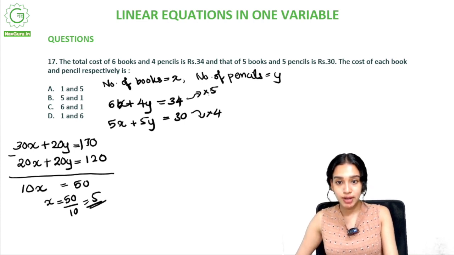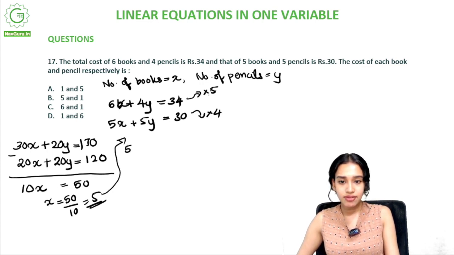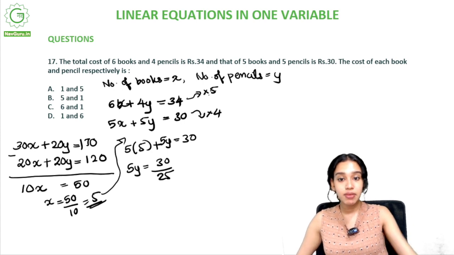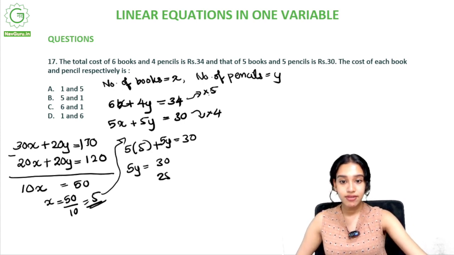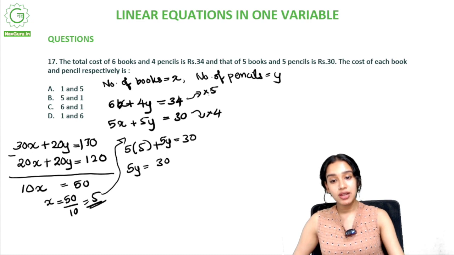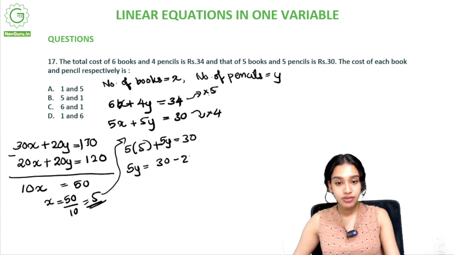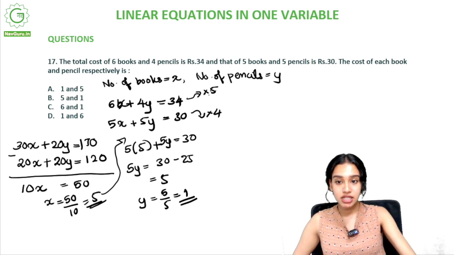Now let's find the price of pencils. Now we could substitute this in this equation or any equation we have found here. So we get 5 into x is 5 plus 5y is equal to 30. So 5y is equal to 30 minus 25, because 5 into 5 is 25. So the equation becomes 25 plus 5y is equal to 30. So 5y is equal to 30 minus 25, which is equal to 5. Then y becomes 5 by 5, which is equal to 1. So the price of book is 5 rupees and pencil is 1 rupee. So this is the answer.